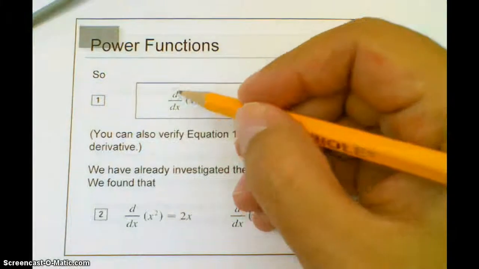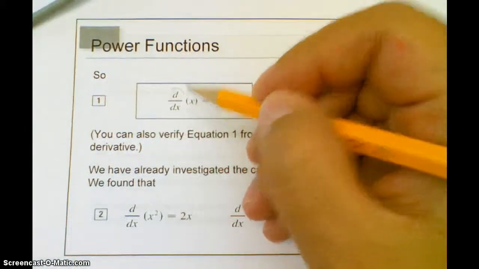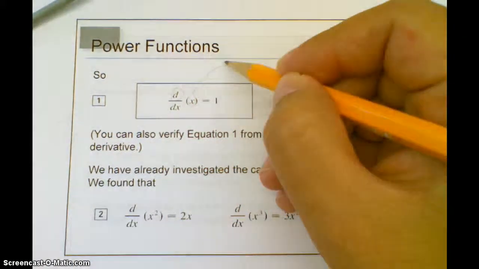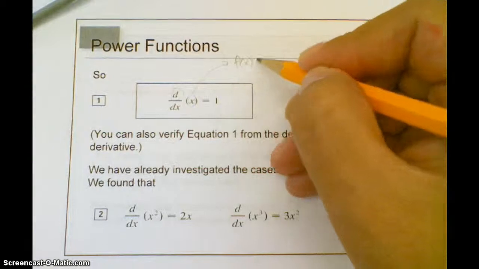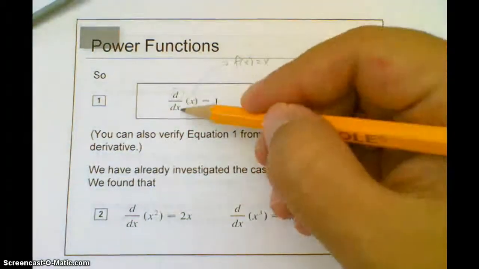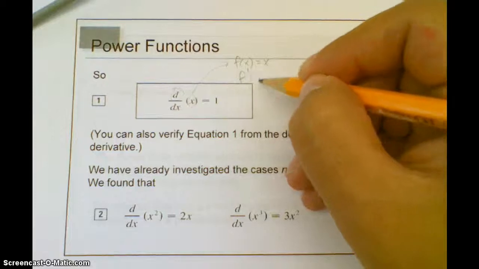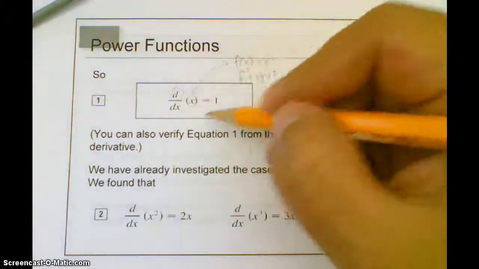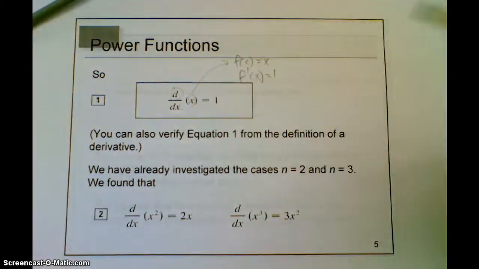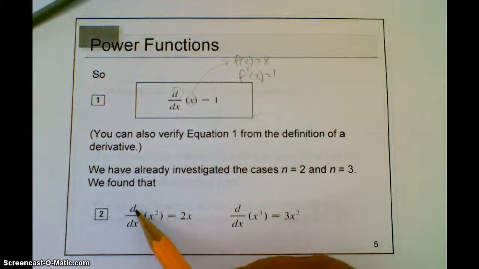So the derivative of a function that is just x, remember that this implies f of x is x, with respect to x is 1. Okay, remember if the function is x, f prime would be 1. So this is another way of writing it. Remember when we took the derivative of the function y equals x squared.